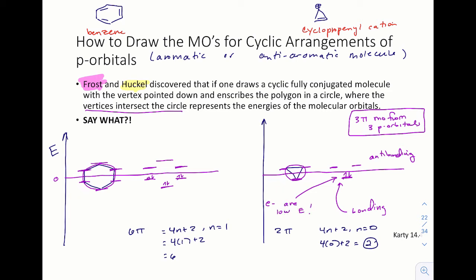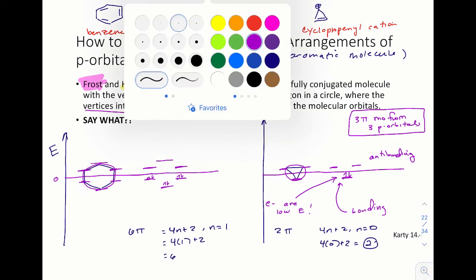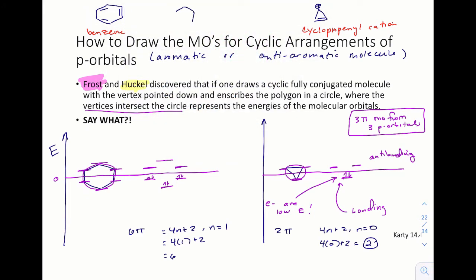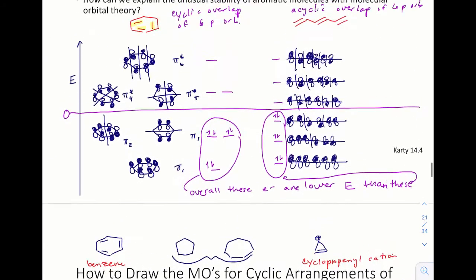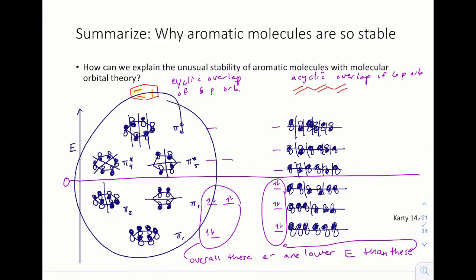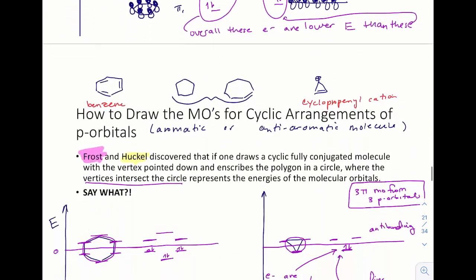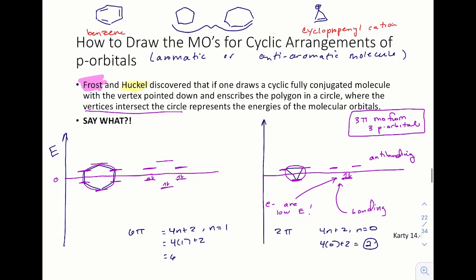Excellent. So now you have the superpower of the Frost circle. If you wanted to examine 5 atom systems or 7 atom systems or 8 atom systems, you could figure out the relative energies of the pi molecular orbitals from these cyclic systems using a Frost circle. And again, you're not going to be able to draw maybe these pictures, but that's okay for analyzing why a molecule is stable or unstable, as long as you know the relative energies of the orbitals.